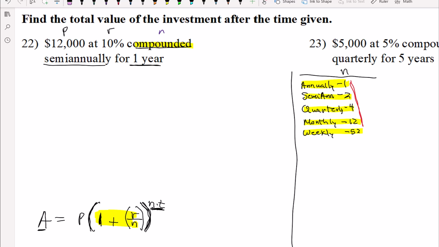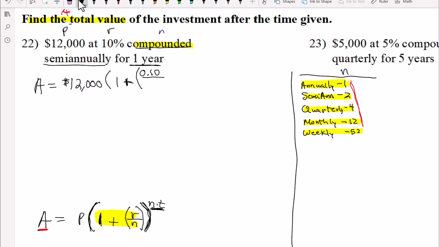One of the things that you could do, instead of it being phrased like this, the total value, you could rephrase that as account balance, because the formula is set up that way. So we'd go ahead and set it up. So account balance is when you invest $12,000. So 10%. So convert it to a decimal.